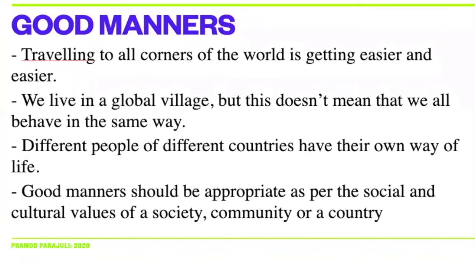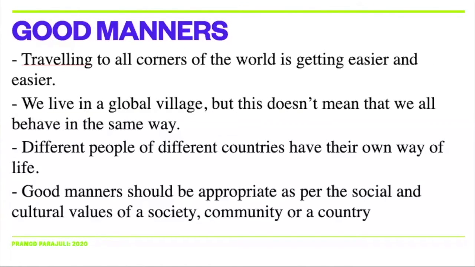So going from one country to another country is quite easy these days. So when we visit different countries, we find different cultures, social norms and values. Even though it is easier for us to travel to different parts of the world, it doesn't mean we will behave in the same way. Our behavior should be different. You can't say, I used to do these things in Nepal and I want to do this thing in the US or in Korea or in Japan. You have to learn the manners those people accept there. So good manners should be appropriate as per the social and cultural values of a society, community, or a country.